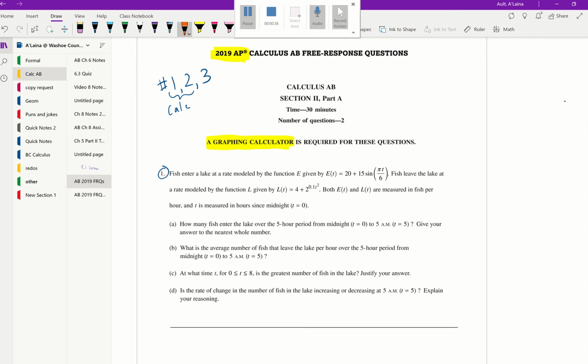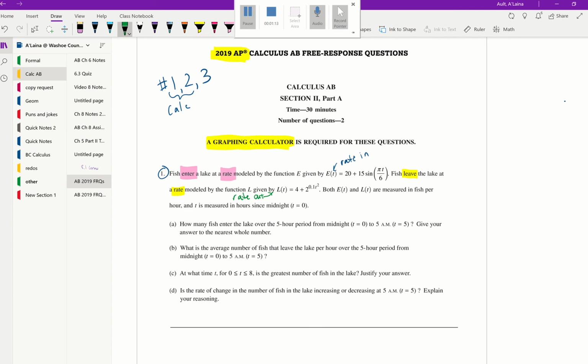Fish enter a lake at a rate modeled by this function E. And so E is the rate coming into the lake. Fish leave the lake at another rate modeled by L. This is the rate out. So this is a problem that has both a rate in and a rate out. Both E and L are measured in fish per hour, and T is measured in hours since midnight, starting when T is equal to 0.